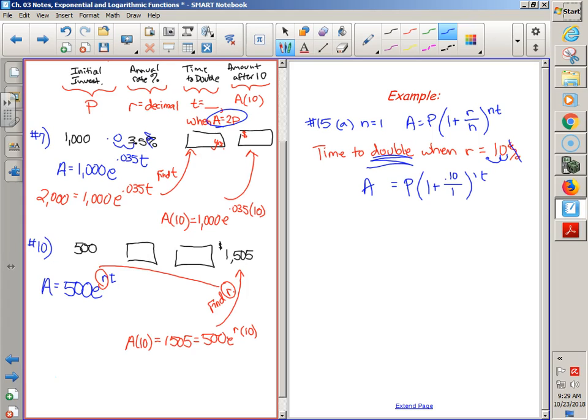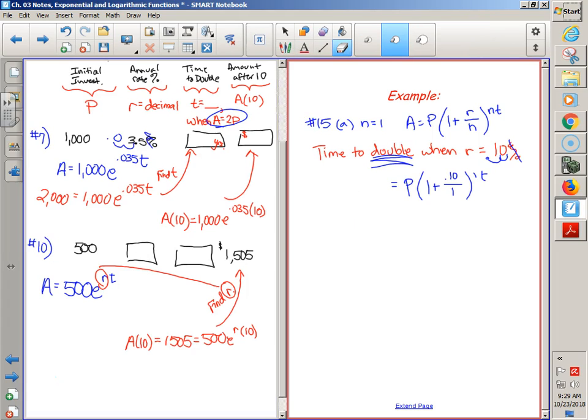So can't I set A equal to 2p? Actually, just forget that. Time to double, A should be 2p. Well, I don't know p and I don't know t. If there's a p on both sides being multiplied, what can I do? Does p even matter? No. What matters is the ratio of ending to beginning. So whenever they say time to double, even if you don't know what you started with, you can say, I don't know what I started with, but I know this guy is double, and when I divide, I always get 2. 0.1 divided by 10 is just 0.1 to the 1t.